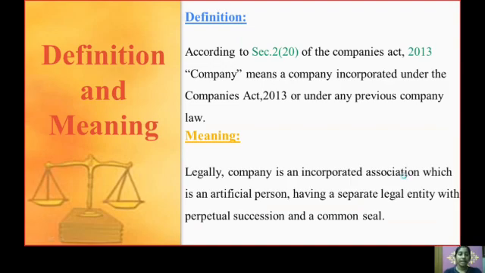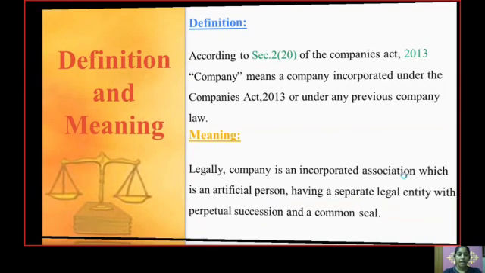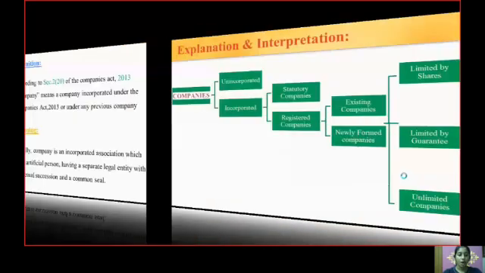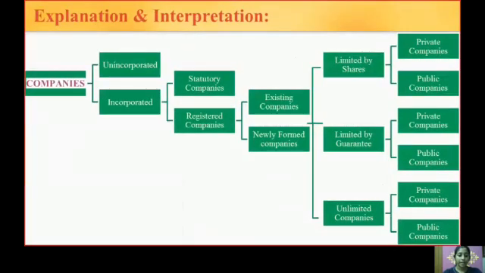Now let us see the various kinds of company. Companies are either unincorporated or incorporated. An incorporated company is one which is formed and incorporated under the Companies Act 2013 or some other earlier acts. Unincorporated companies are companies which are not formed under the Companies Act 2013.